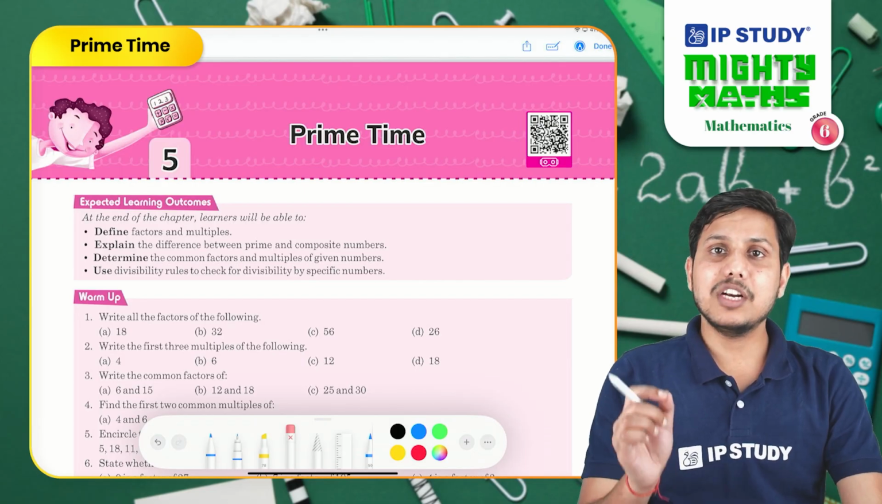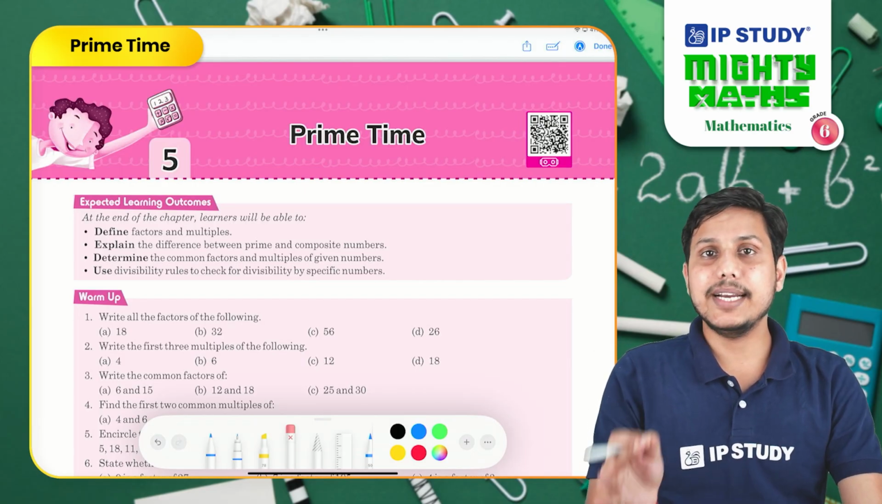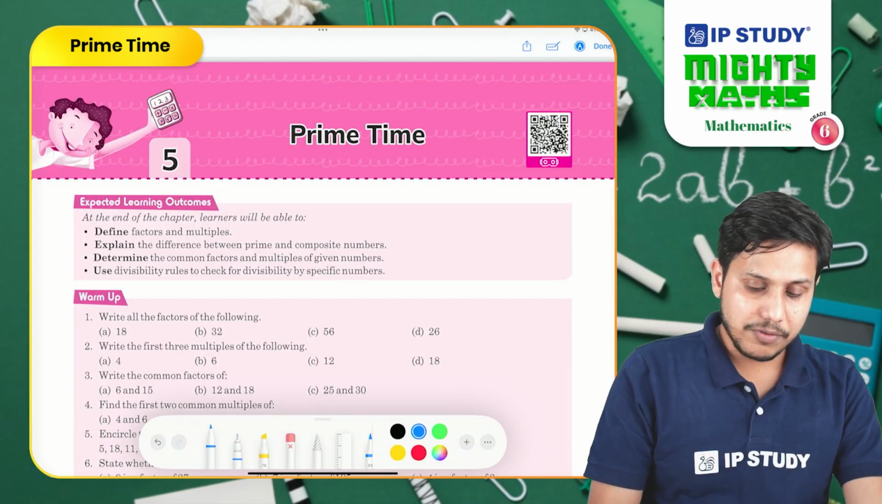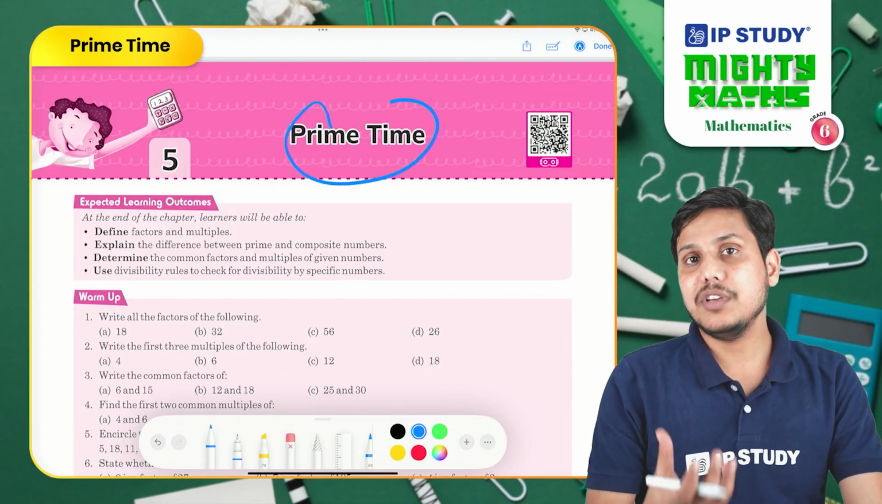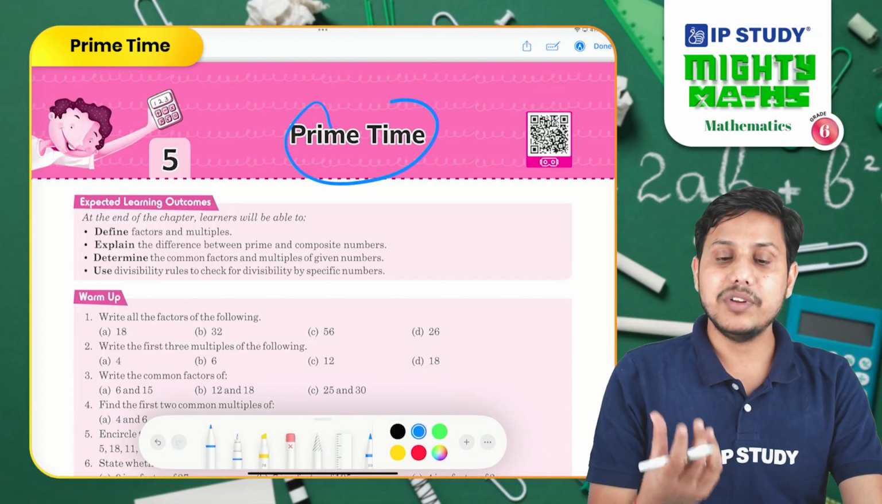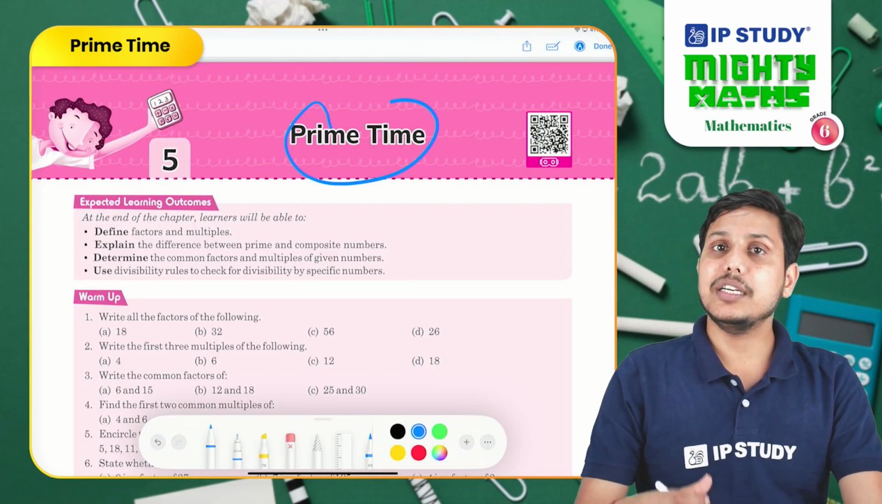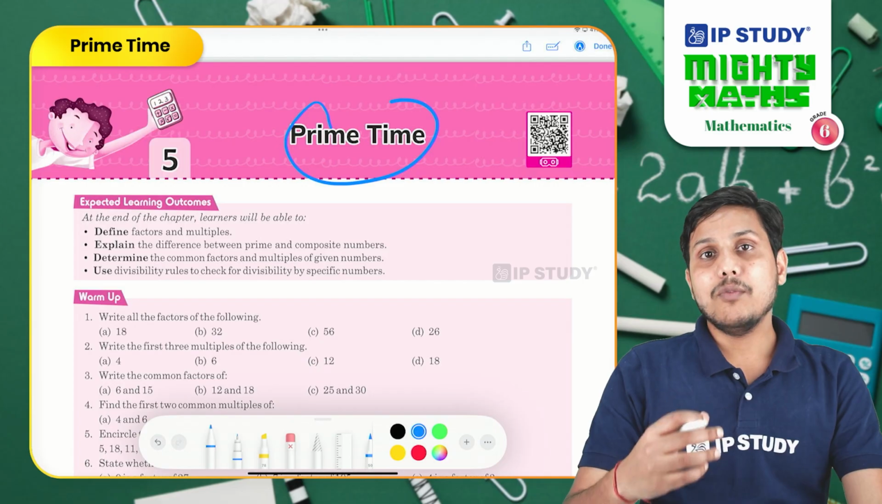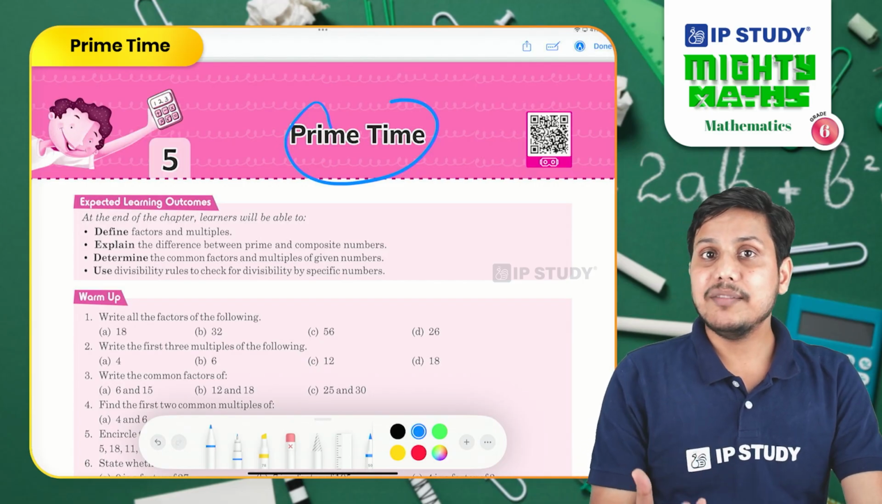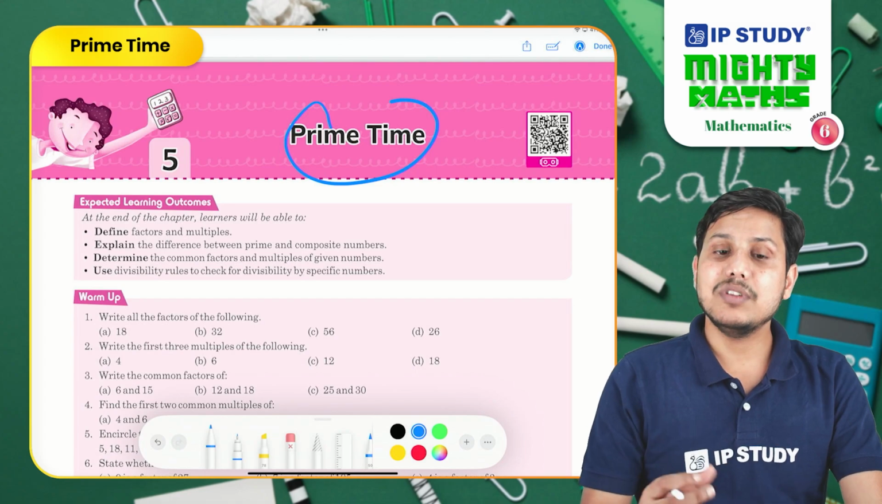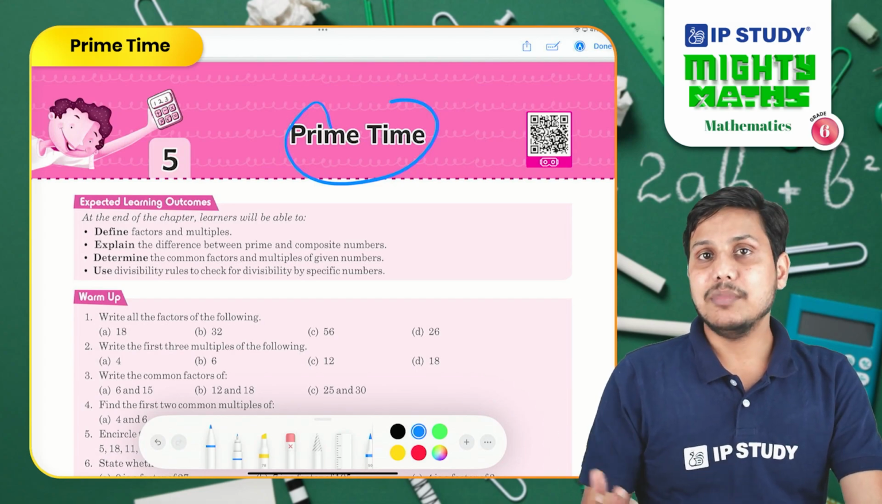In this video, we are going to cover chapter 5 of grade 6 and the name of the chapter is Prime Time. Students, first of all, let us see what are the different topics we are going to cover under this chapter. So we'll see what is the meaning of factor, what is the meaning of multiples, what are the different types of numbers, how to test divisibility of a number, what is the meaning of prime factorization, and at the last we'll see common factors and multiples.